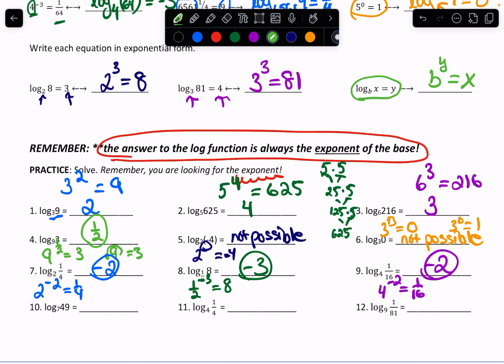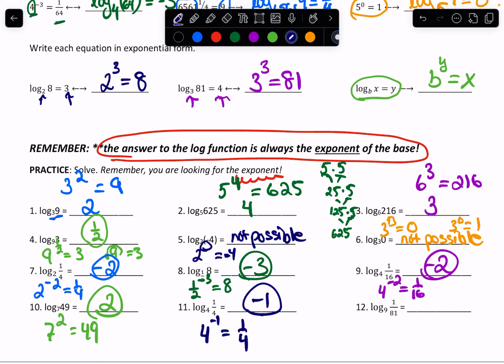Okay, same thing here. Log with the base 7 of 49. So 7 to what power equals 49? Well, that's going to be 2. Next one, 4 to what power equals 1/4? Well, again, it's 1/4. It's the reciprocal of 4, so it has to be a -1.